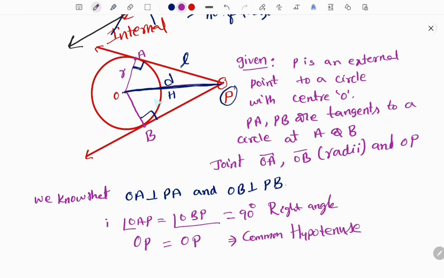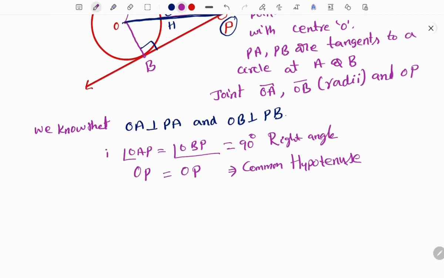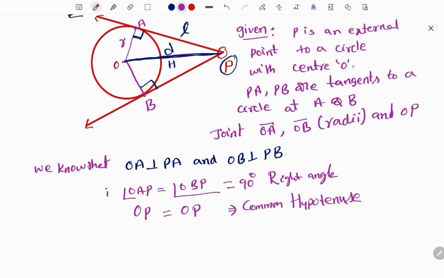Now compare these two triangles. OA is a radius, OB is a radius. Both are the same. Sorry, not a common radius. Both are radii, that's why they are the same. OA is equal to OB. That is one side.